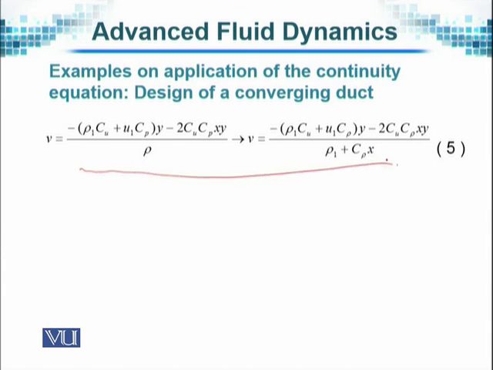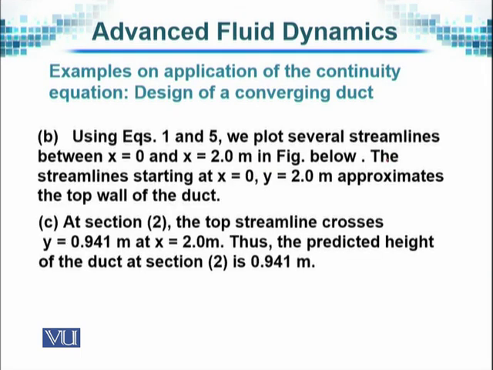And this has simply been worked out already. It's only a matter of substituting for the constants and the unknowns that we have obtained before. We look for the second part, where we have to plot the flow and the duct, and we see that we plot several streamlines between x equal to 0 and x equal to 2 meters, that is within the duct.